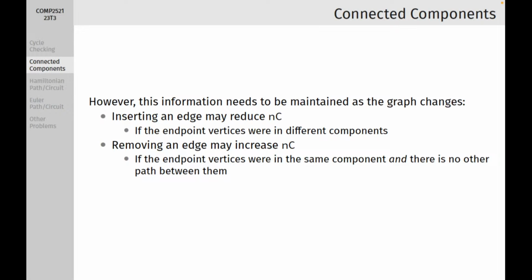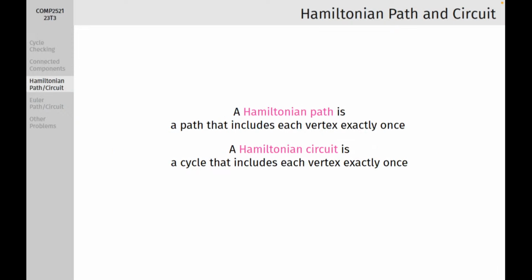All right, so that's it for connected components. Now let's look at the next problem, which is Hamiltonian path and circuit. What is a Hamiltonian path? A Hamiltonian path is a path that includes each vertex exactly once. And a Hamiltonian circuit is a cycle that includes each vertex exactly once.